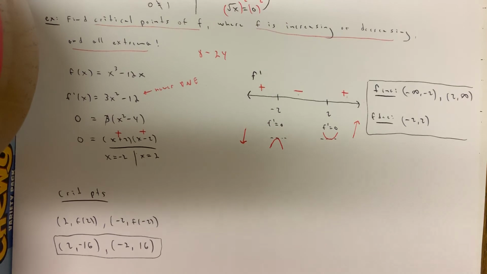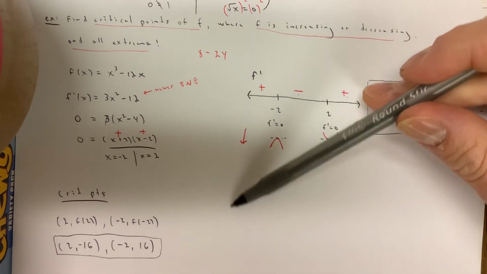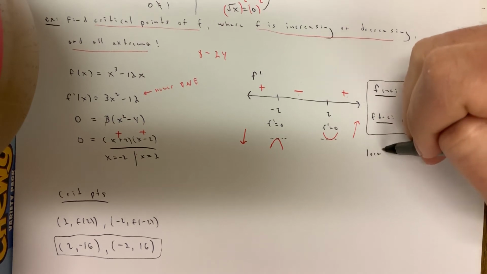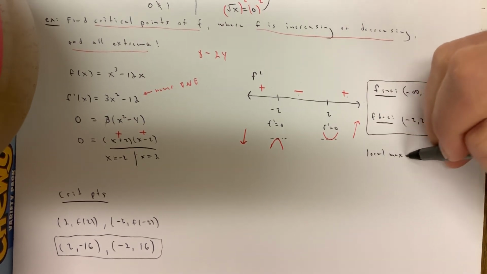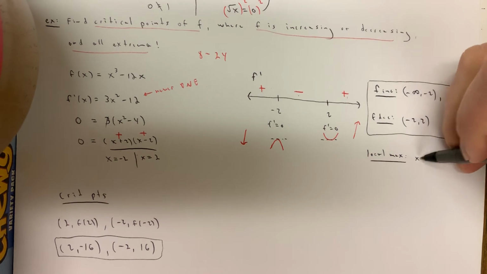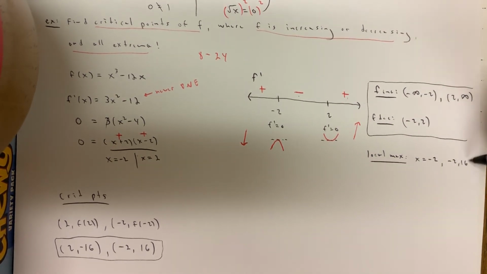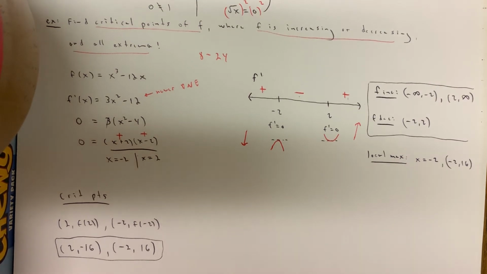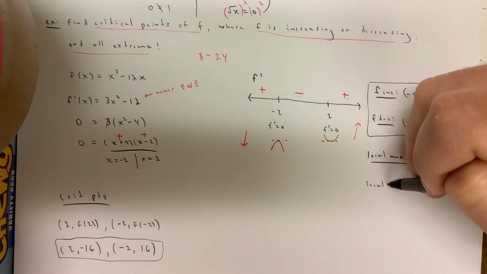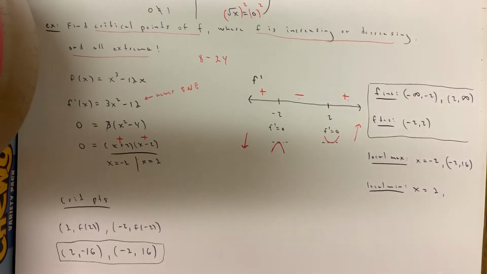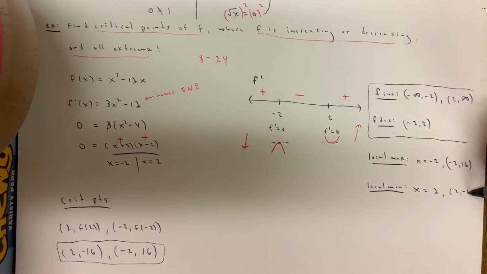But now I know that we have no absolute extrema, right? Because this thing comes from -infinity, shoots up to +infinity. But I know I have a local max. We know that occurs at x equals -2. And if you want the point, we know that's the point -2 comma 16 because we did that before. And if you want to talk about a local min, we know that's going to occur at x equals +2. And we actually know the point. We know it's 2 comma -16.